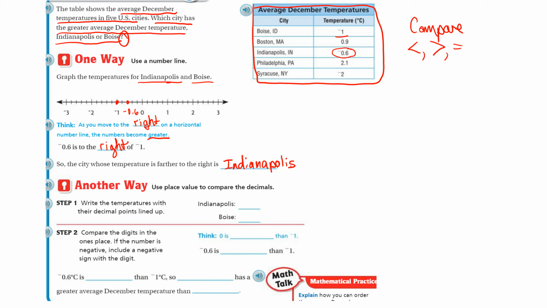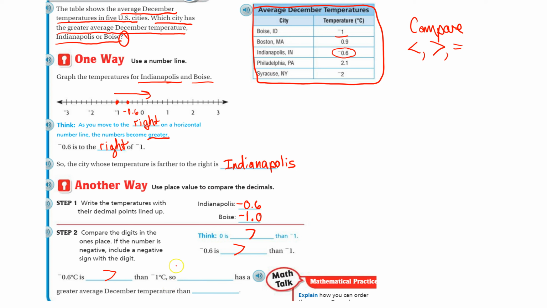Okay, write the temperatures with their decimal points lined up. So Indianapolis would be negative 0.6, and Boise would be negative 1.0. Compare the digits in the ones place. If the number is negative, include a negative sign with the digit. Think: 0 is greater than negative 1. So the further to the right, the larger the number. So as we go right, we're getting bigger. So negative 0.6 is greater than negative 1. Negative 0.6 Celsius is greater than negative 1 degree Celsius.